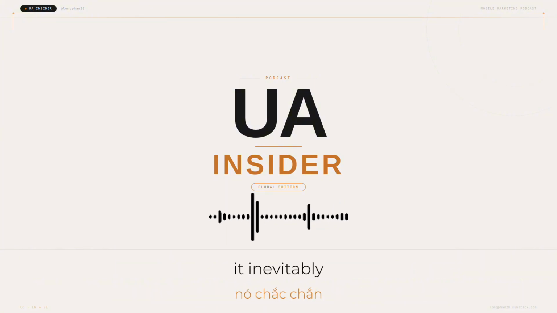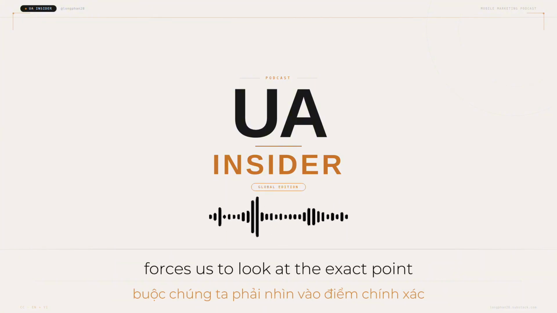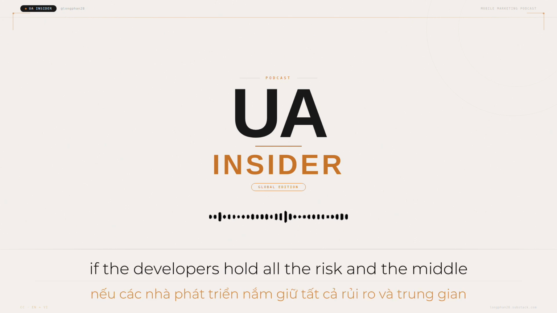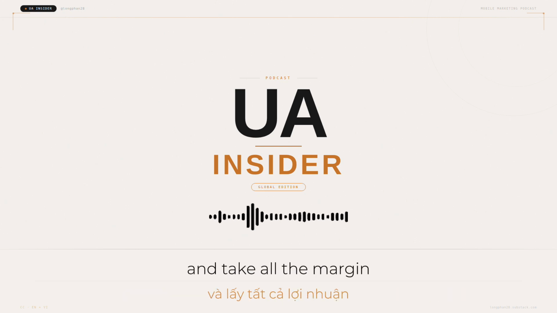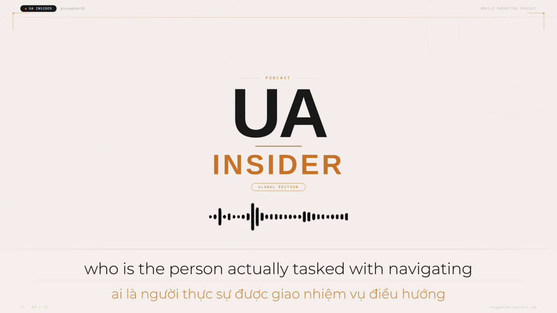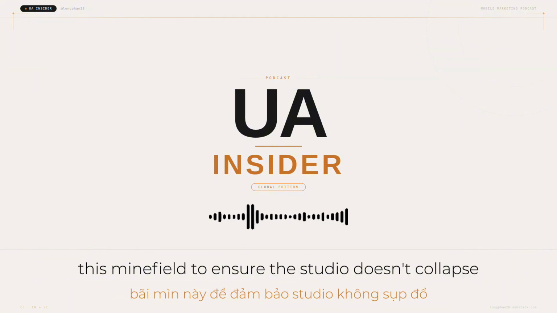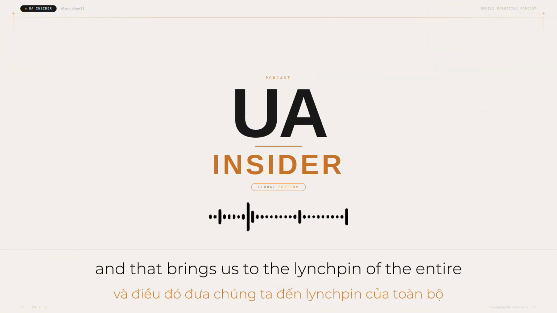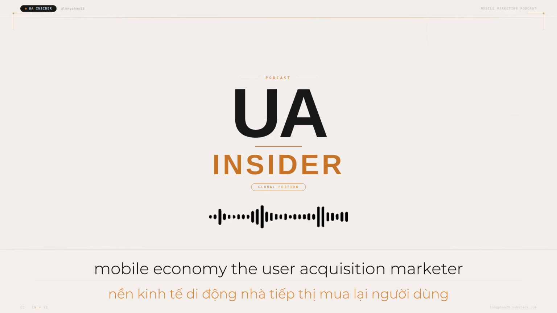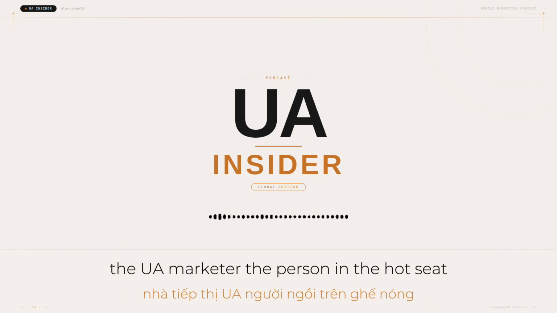Which inevitably forces us to look at the exact point where all this pressure converges. Right. If the developers hold all the risk and the middlemen take all the margin, who is the person actually tasked with navigating this minefield to ensure the studio doesn't collapse? And that brings us to the linchpin of the entire mobile economy, the user acquisition marketer, the UA marketer. The person in the hot seat.